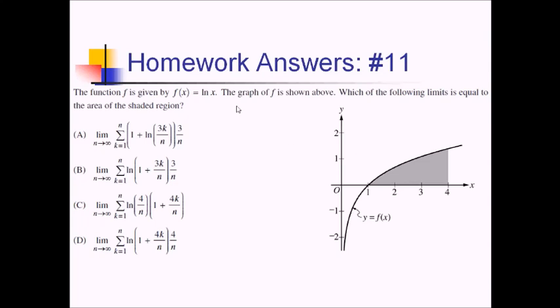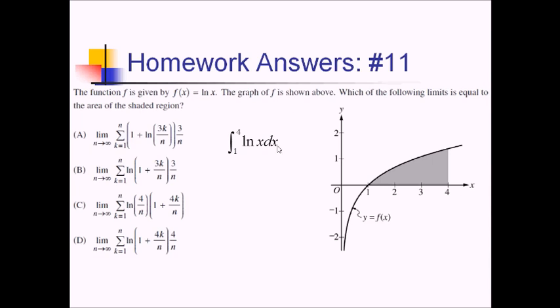For number 11, I've got a function f that is ln of x, whose graph is shown, and we want to know which of these following limits is equal to the area of this shaded region. So this shaded region, we could express this as the integral from 1 to 4 of ln of x dx. And essentially, we need to figure out which of these Riemann sum limit notations here corresponds with what we just wrote. Okay, well, this dx, this is really the delta x in our Riemann sum notation.